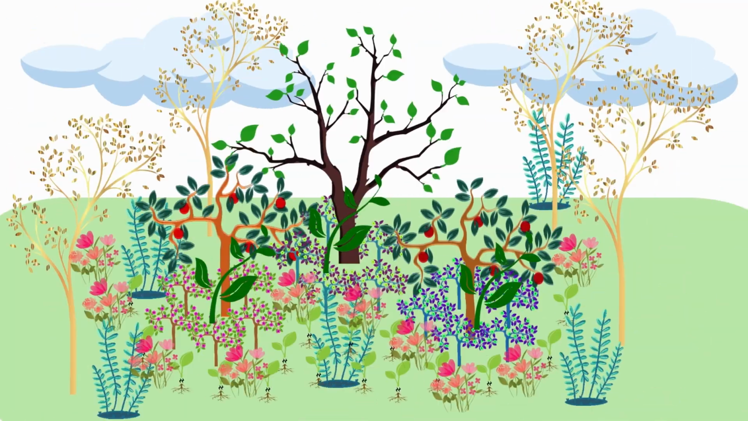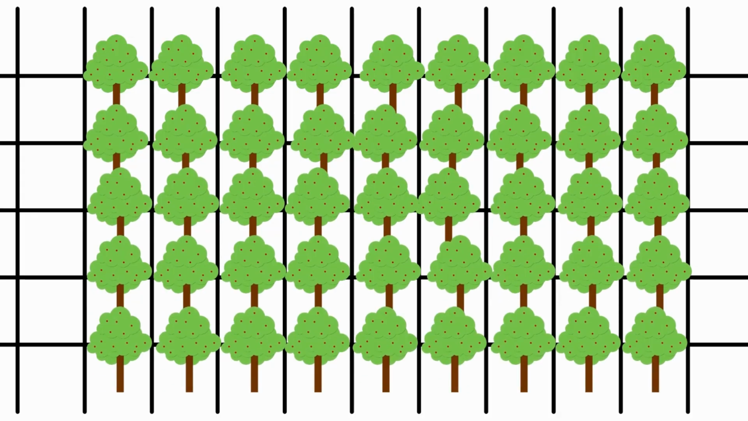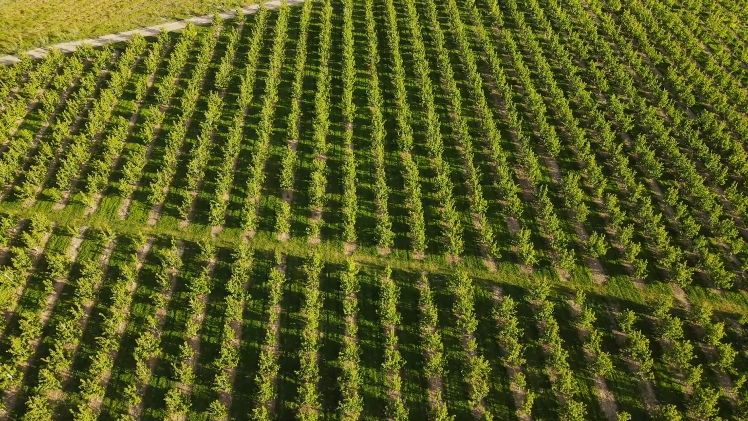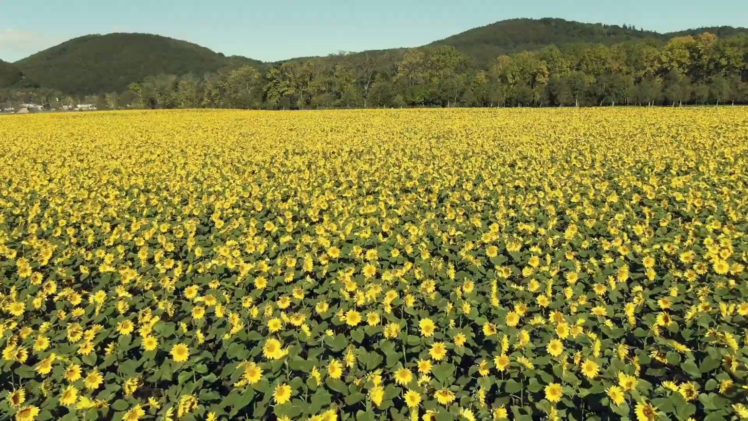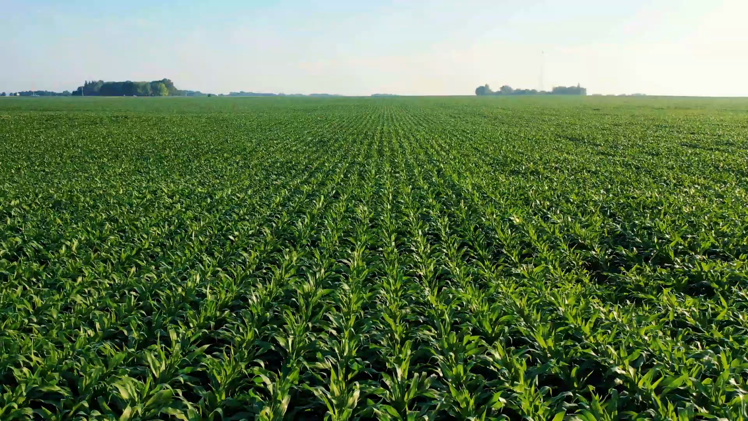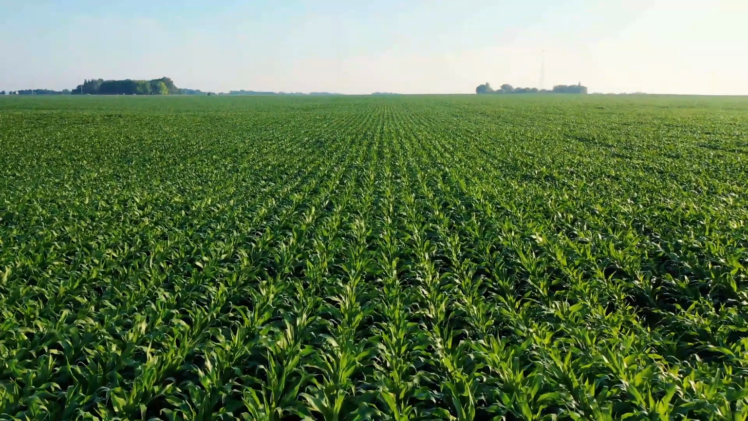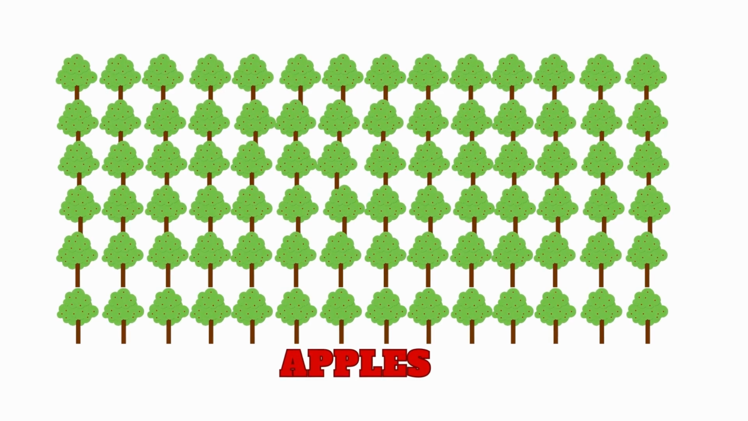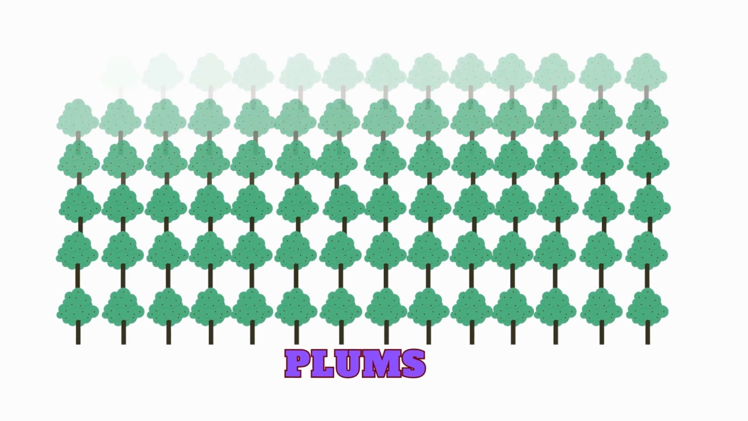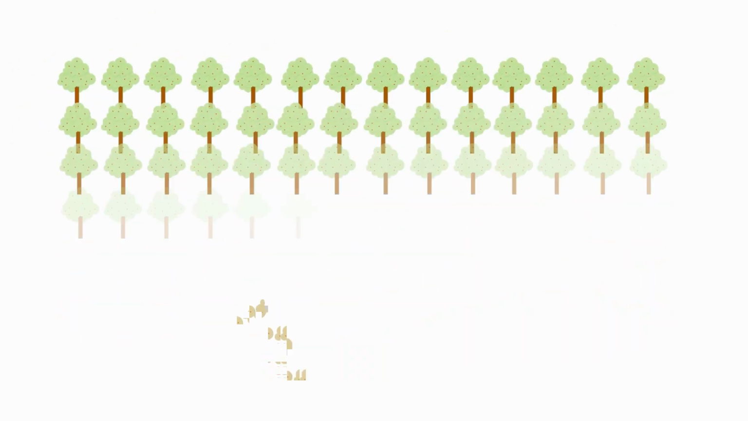On the other hand, an orchard is a group of fruit trees planted in rows or a grid pattern, usually in a monoculture setting. A monoculture setting refers to an environment where only one type of crop is grown in a given area. So we typically have orchards with 100 apples, 100 plums, 100 peaches, 100 pears, and so on.